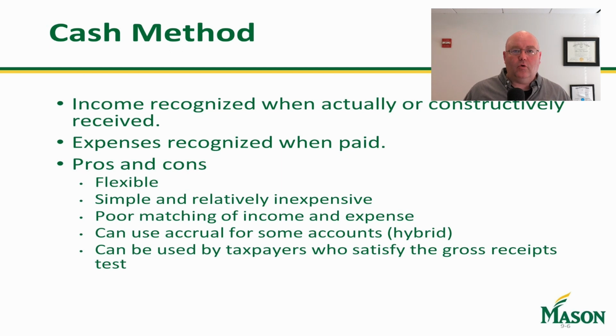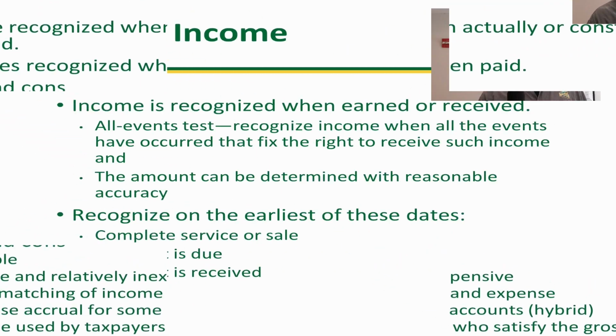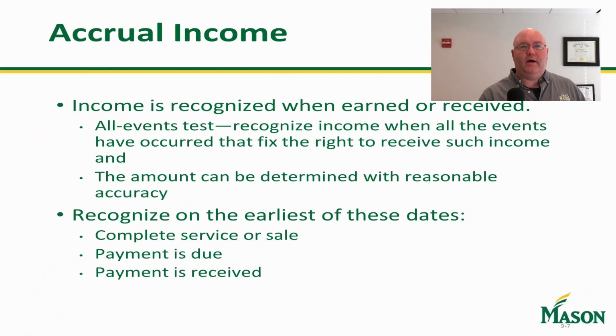Some can use accrual for some accounts. That's if you're going under the hybrid method. We talked about that, and it can be used by taxpayers to satisfy the gross receipts test. That's true. Accrual income is recognized when earned or received. All events test. Yeah, so what happens is, again, I have to complete the work, send the invoice out. That's when I'm going to receive the thing. But the work's got to be complete first. I can't give the guy his invoice ahead of time and call that income to me.